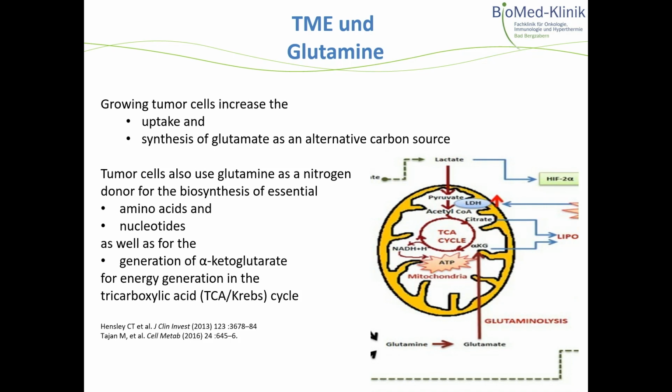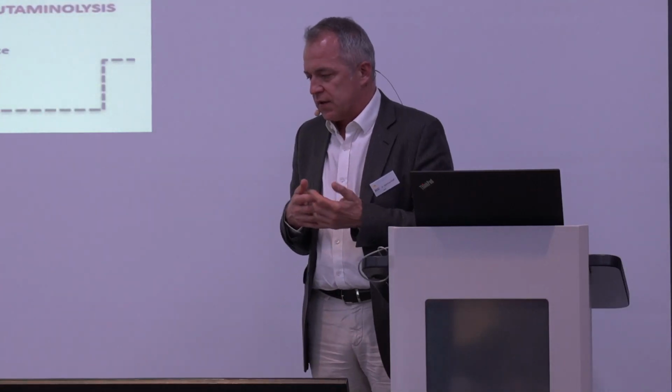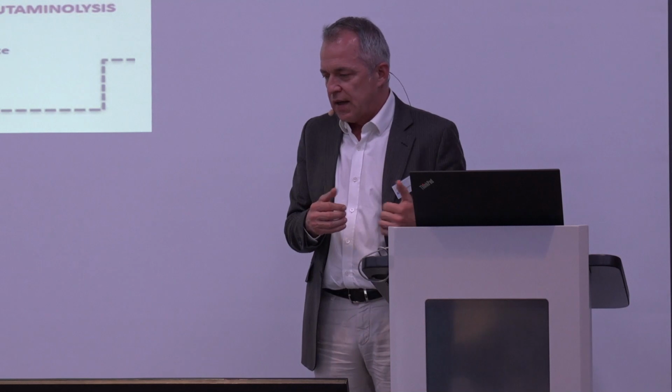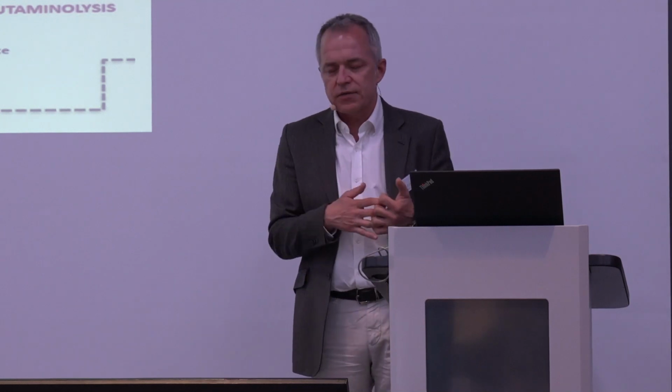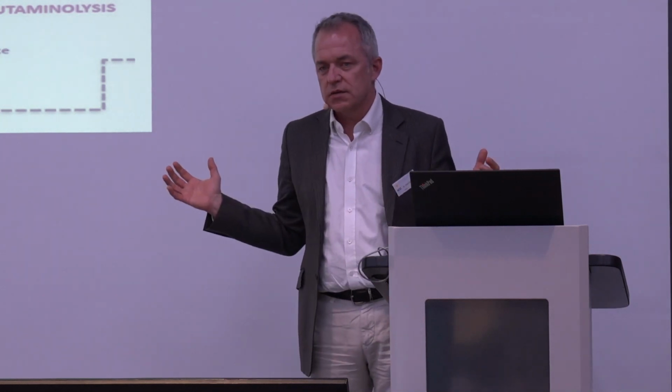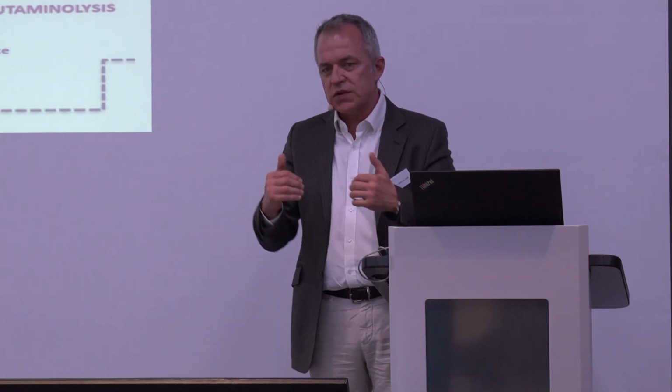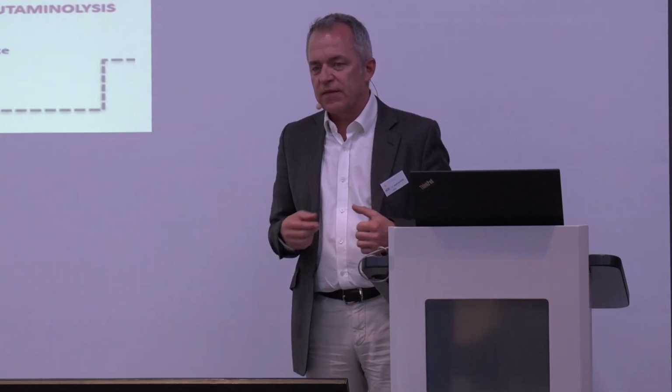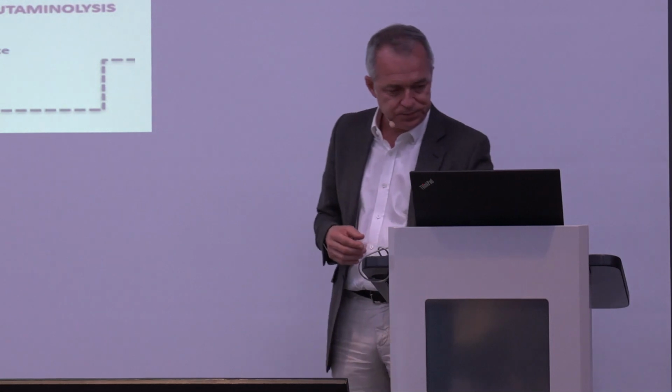The growing tumor cells increase the uptake and synthesis of glutamate as an alternative carbon source, and for this the Krebs cycle is going on. So what I just want to tell is that the machinery of getting energy is quite different from a normal cell, and it's just isolated from everything around. The fueling of the tumor cell is done by fatty acids and something else.